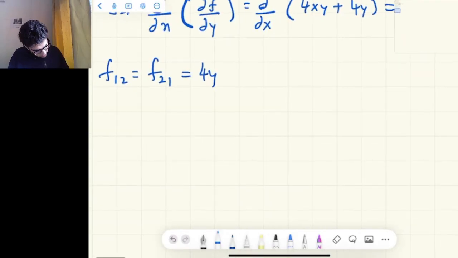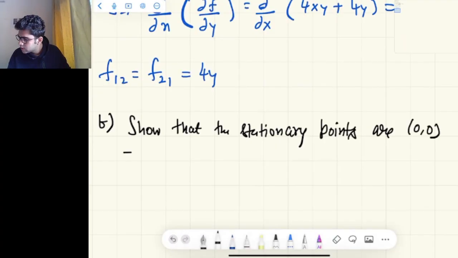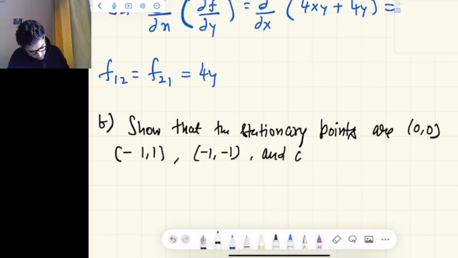Now part B says: show that the stationary points are 0, 0, minus 1, 1, comma minus 1, comma minus 1, and classify them. So now I'll be finding the stationary points, and then I'll be classifying them.